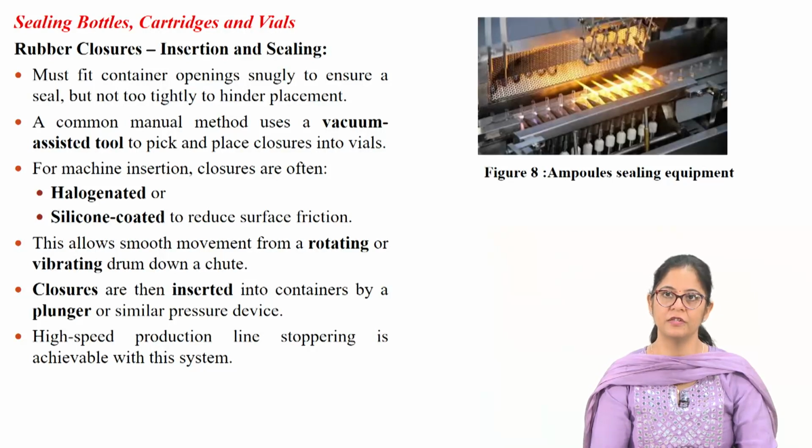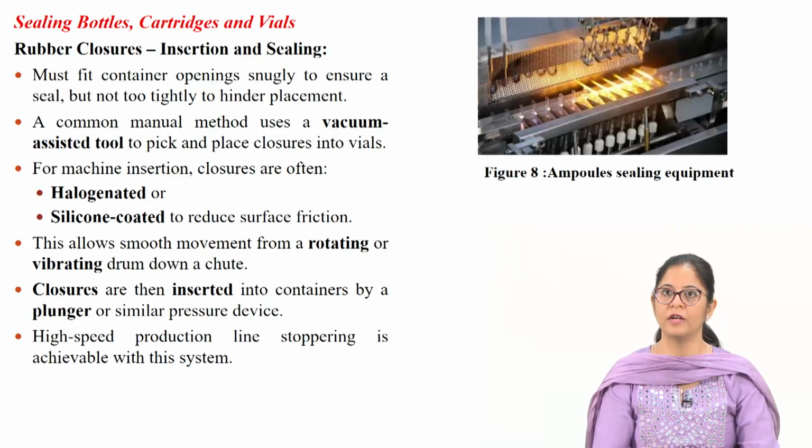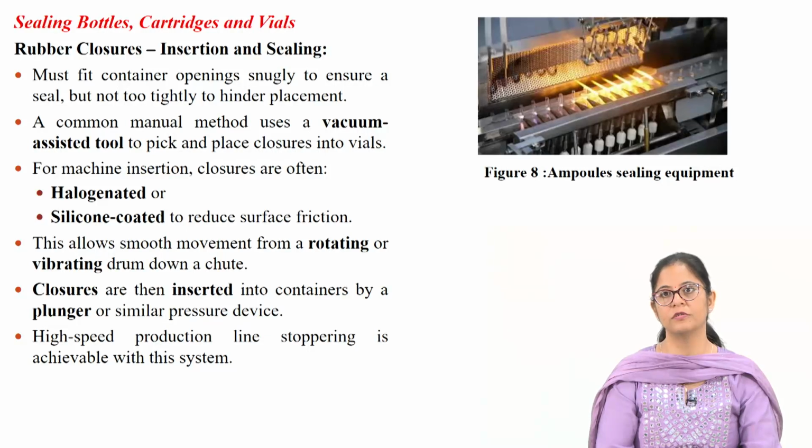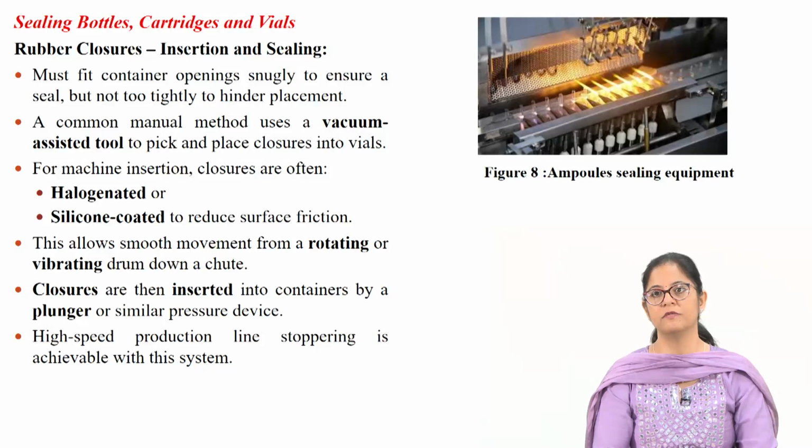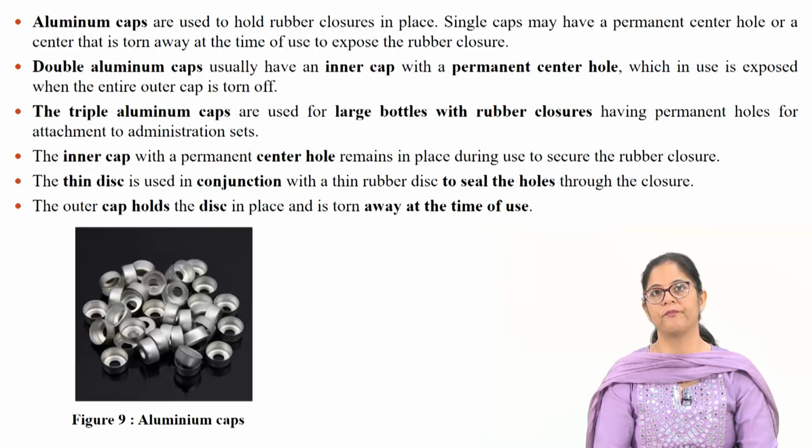For machine insertion, closures are often halogenated or silicone coated to reduce surface friction. This allows smooth movement from a rotating or vibrating drum down a chute. Closures are then inserted into containers by a plunger or similar pressure device. High speed production line stoppering is achievable with this system.